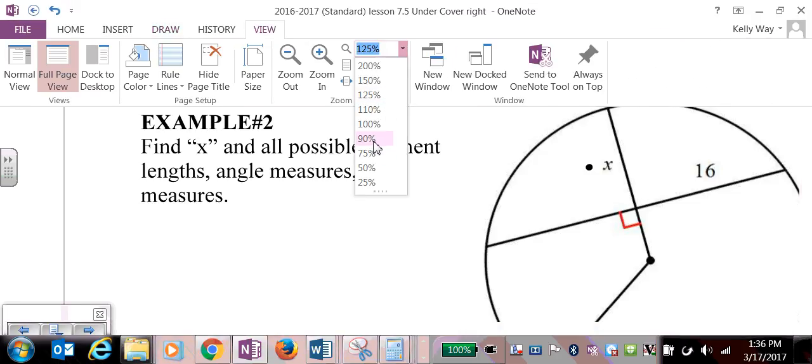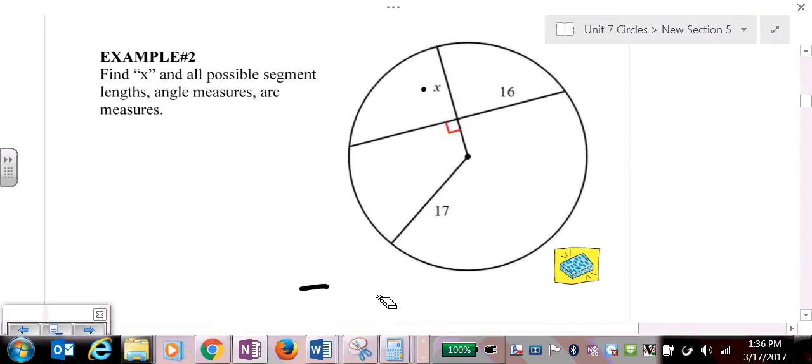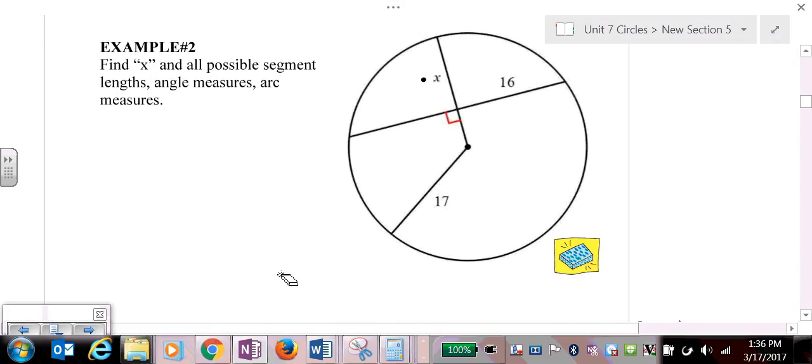Okay, take a close look at this diagram. Question to you. At this moment, right now, do you see any triangles? Big hint if you don't see a triangle: try to make one. I'd like you to draw two radii so you end up with two triangles.